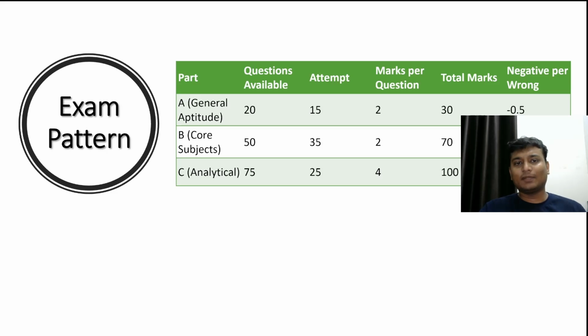So let's have a look at the pattern. The exam pattern is like you have three sections, A, B, and C. A is general aptitude. You have 20 questions, you have to attempt 15. In B, you have 50 questions, you have to attempt 35. In C, you have 75 questions, you have to attempt 25. Similarly, you have marks for each correct question, and then you have negative marking of 0.5. So yeah, that's all for CSIR-NET.